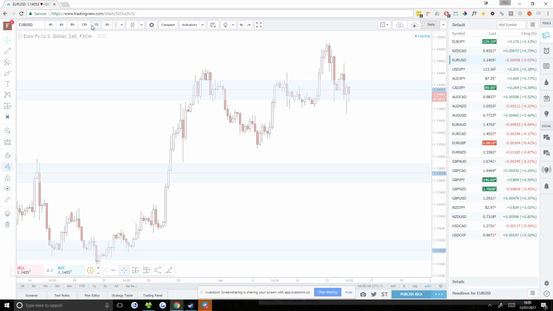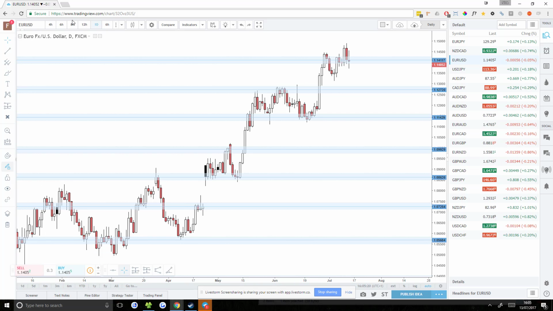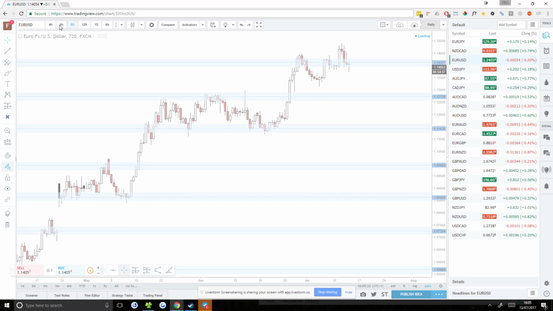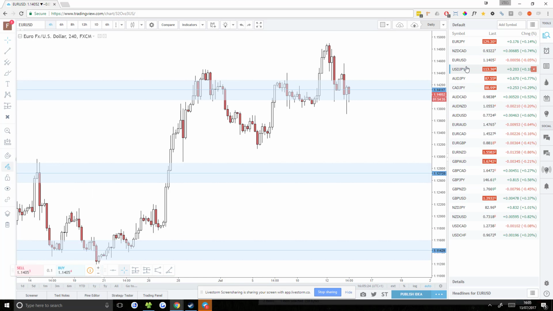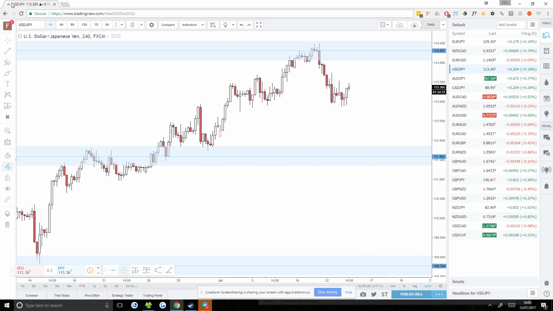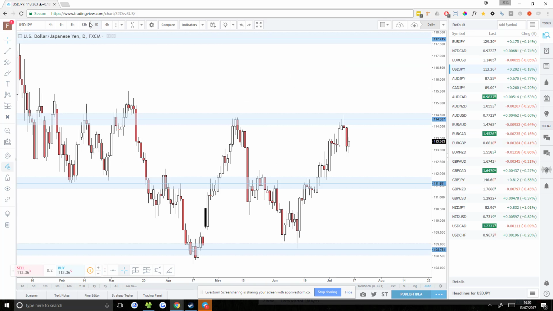So Euro USD, what's going on with Euro USD? It's just sitting on the support area. There's nothing that we could really trade here. USD JPY is in between areas right now. Who's still short on USD JPY? It was an awesome trade from earlier.